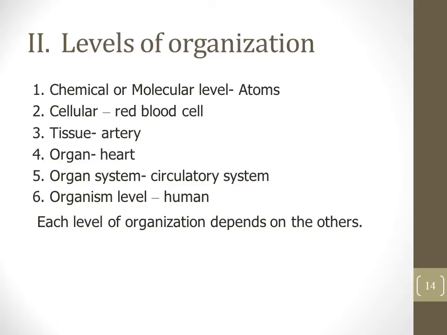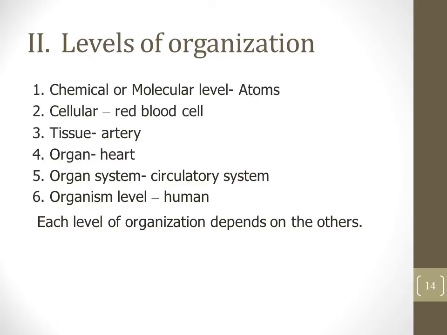But if you move further, all these cells can't perform their work all alone. So they also come together to form another level of organization called the tissues. A tissue is a group of 2 or more cells that come together to perform similar functions. An example of a tissue is an artery. An artery comprises blood cells, smooth muscle cells that come together to perform their function. And these tissues also cannot work alone.